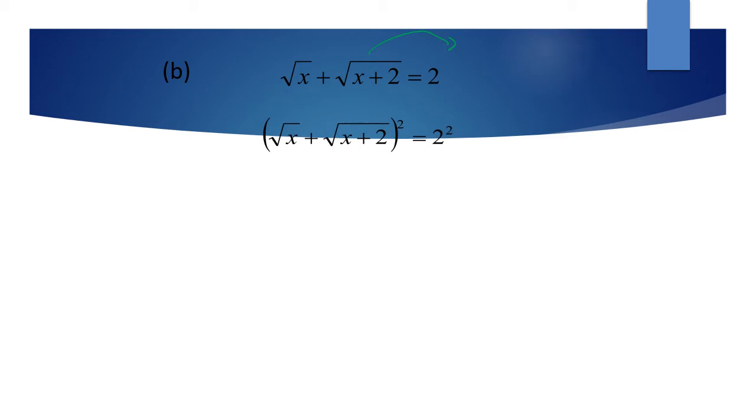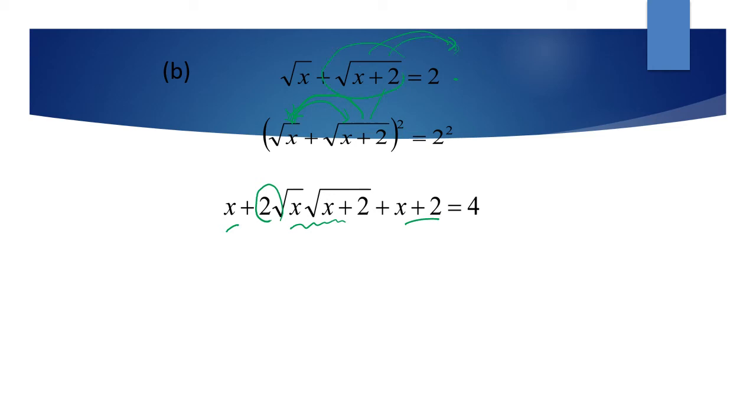So what we will have is, we have to expand the left side. We will have surd x multiplied by surd x will be x. Surd x multiplied by surd of x plus 2, and surd x plus 2 multiplied by surd x. So we have 2 times surd of x times x plus 2. And then surd x plus 2 multiplied by surd x plus 2. So we have x plus 2. So on the right side we have 4. So here we can see we still have surds in the middle part. That's why, if we can, we move one of the surds to the other side.